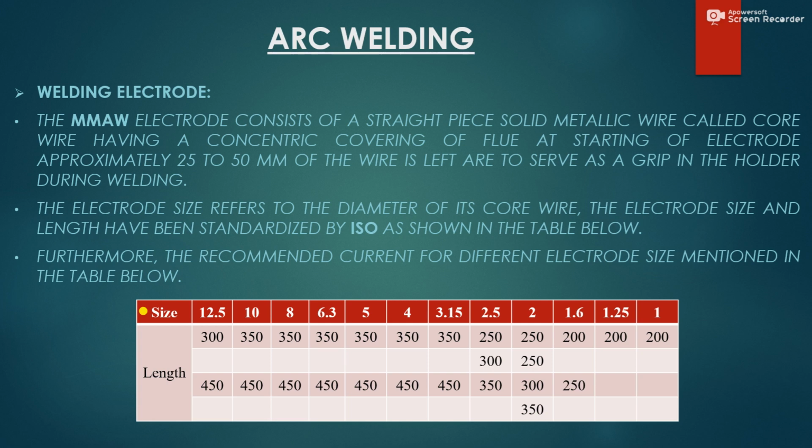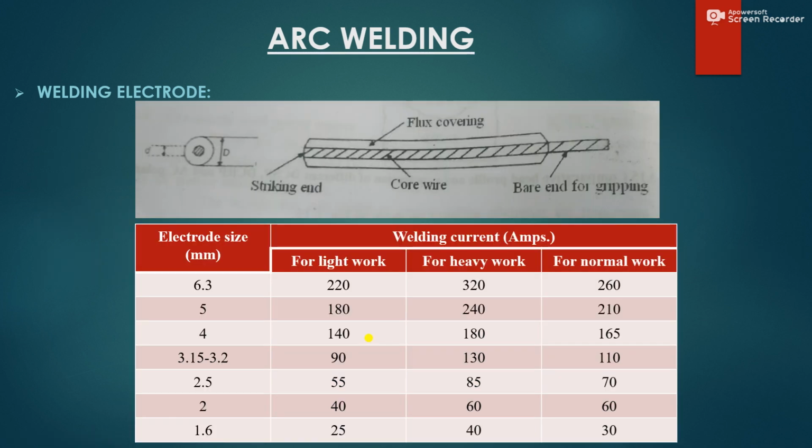Electrode size અને length છે બરોબર ISO દ્વારા સ્ટાન્ડર્ડાઇઝ કરવામાં આવી છે, જે અહીંયા તમને ટેબલમાં આવેલું છે. બેઝિકલી સાઇઝ જો 12.5 હોય, which is basically 12.5 mm diameter, so the length will be 300 and 450. If 10, then 350 and 450. If 8 mm, then 350, 450, and so on for all the different diameters of electrode sizes. Okay. ફોર્ધરમોર આગળ જે રિકમેન્ડેડ કરંટ જે છે ઇલેક્ટ્રોડ સાઇઝનો, એ પણ તમને અહીંયા આપેલો છે, બરોબર.